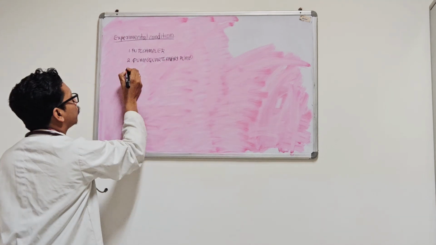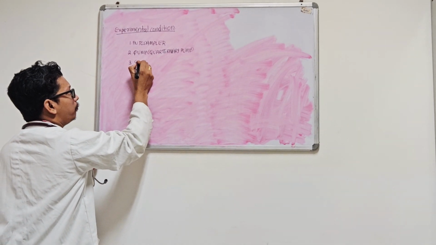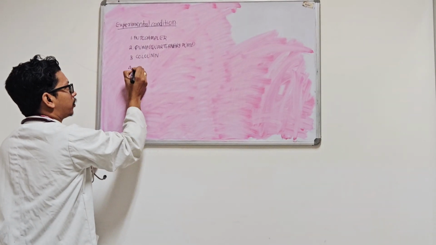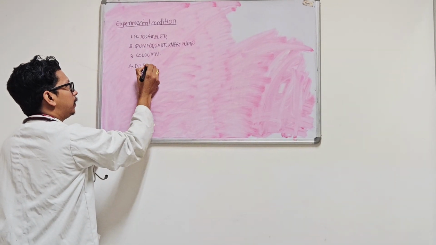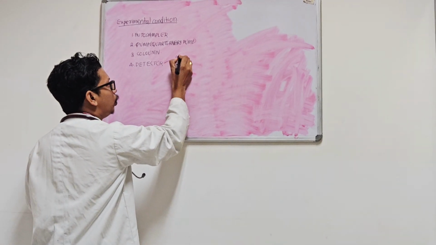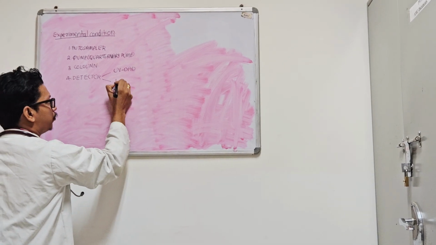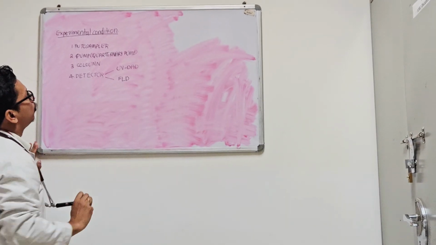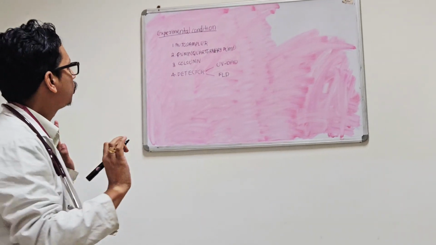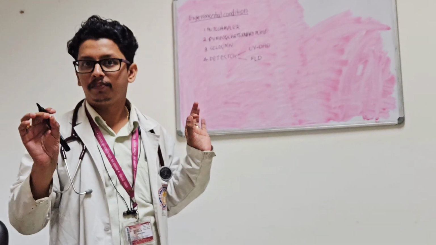And third is the column. Fourth is the detector. Detector means we can divide it into UV DAD, UV diode array detector, and FLD, fluorescence detector. So these are the main four components of the HPLC. The auto sampler is the area where the sample is taken.